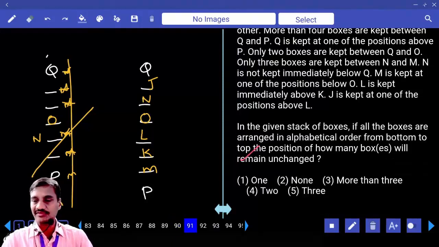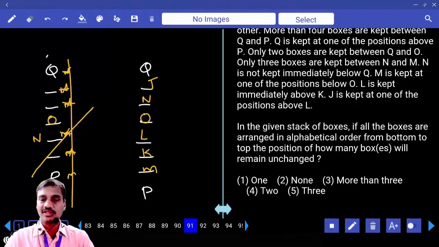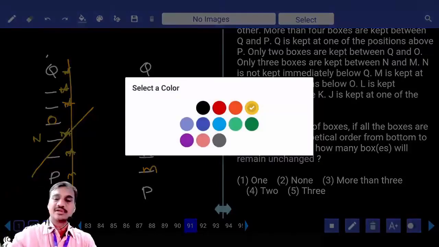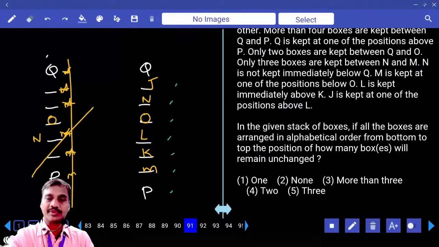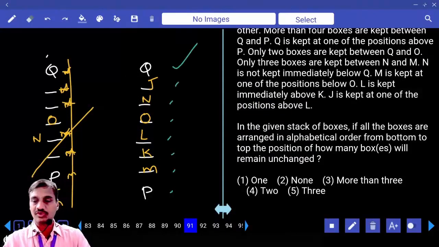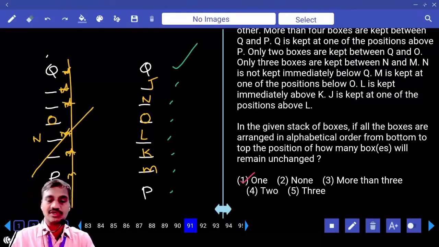And 91, in the given stack of boxes, if all the boxes are arranged in alphabetical order from bottom to top. Alphabetical order from where? From bottom to top. Starting with J: J, K, L, M, N, O, P, Q. Hence, Q is the only box that remains at the same place. How many boxes will remain unchanged? Only one box, that is Q, choice 1.